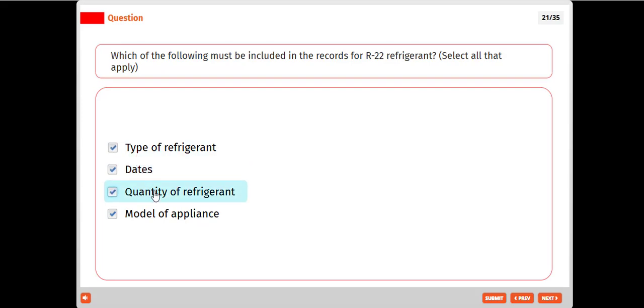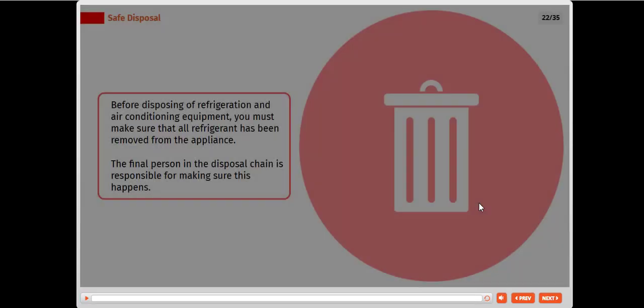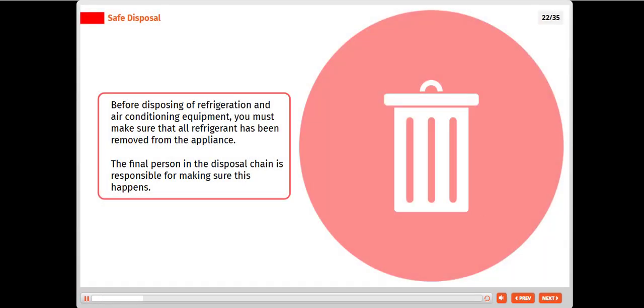Okay, dates, quantity of refrigerant. Before disposing of refrigeration and air conditioning equipment, you must make sure that all refrigerant has been removed from the appliance. The final person in the disposal chain is responsible for making sure this happens.